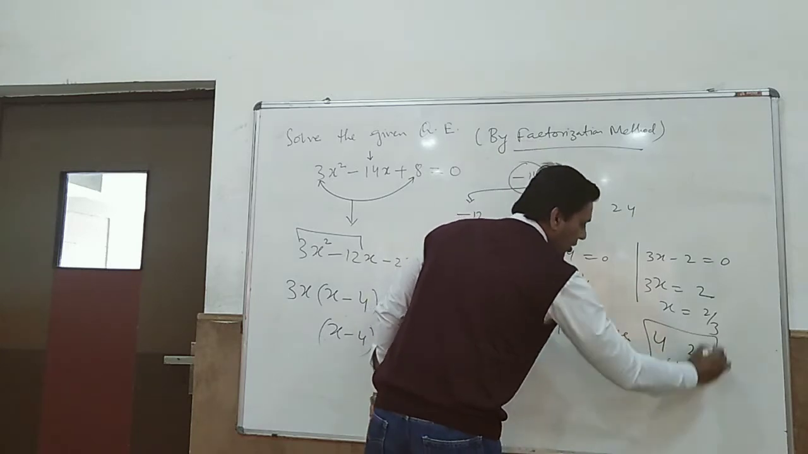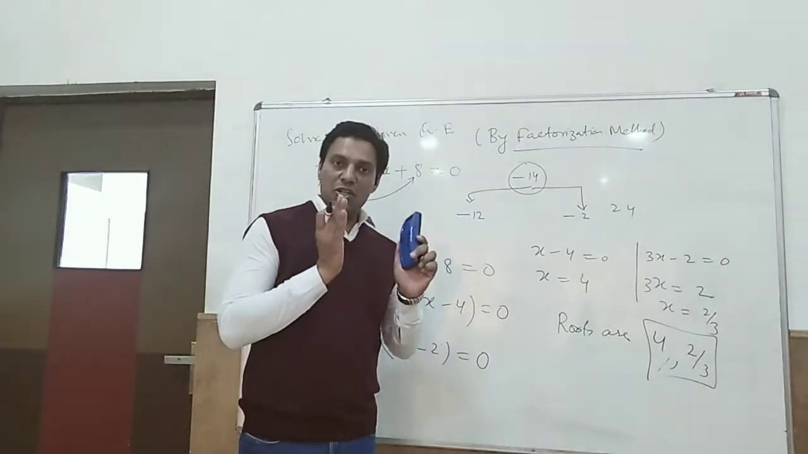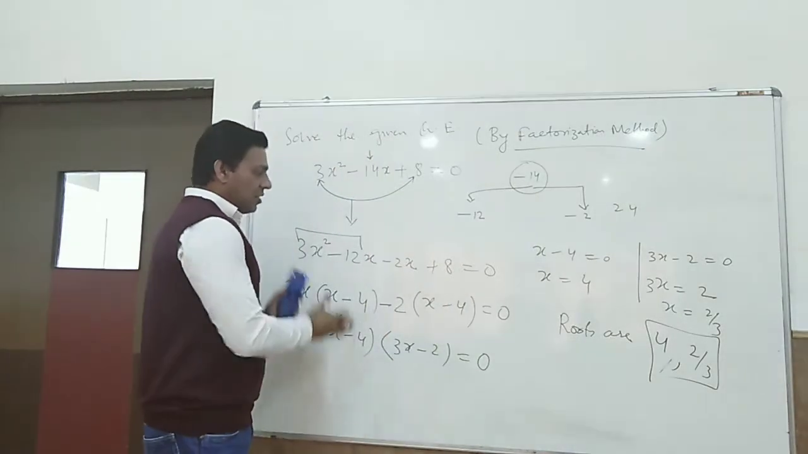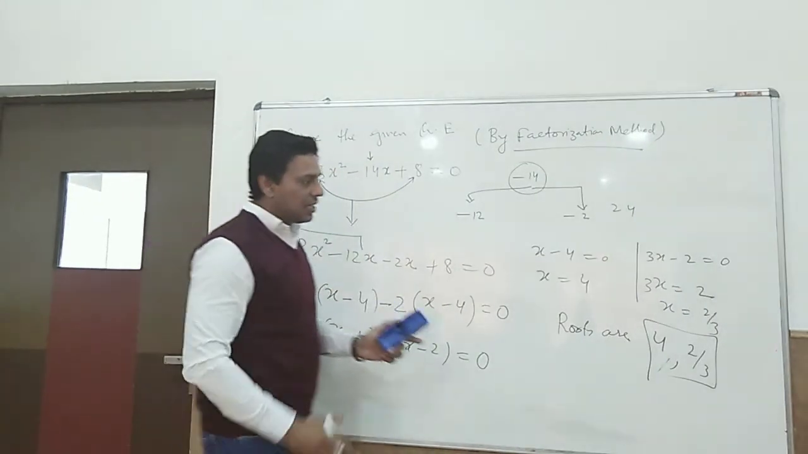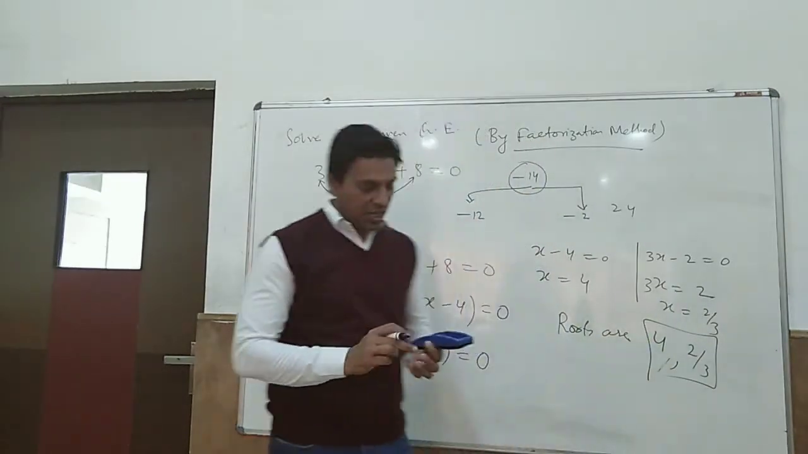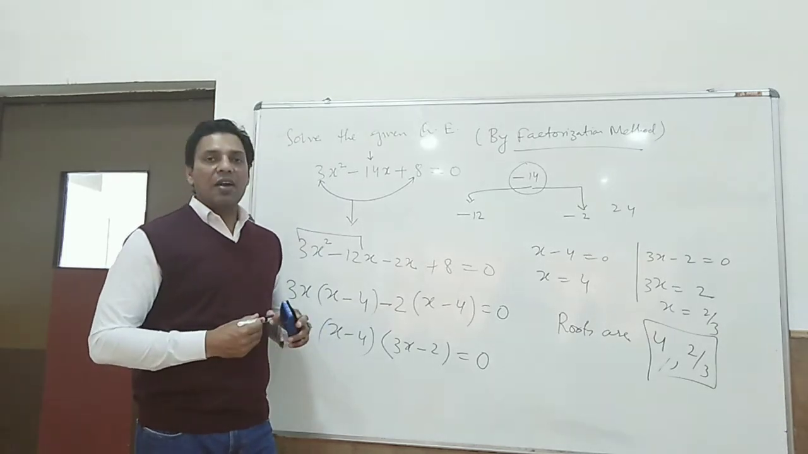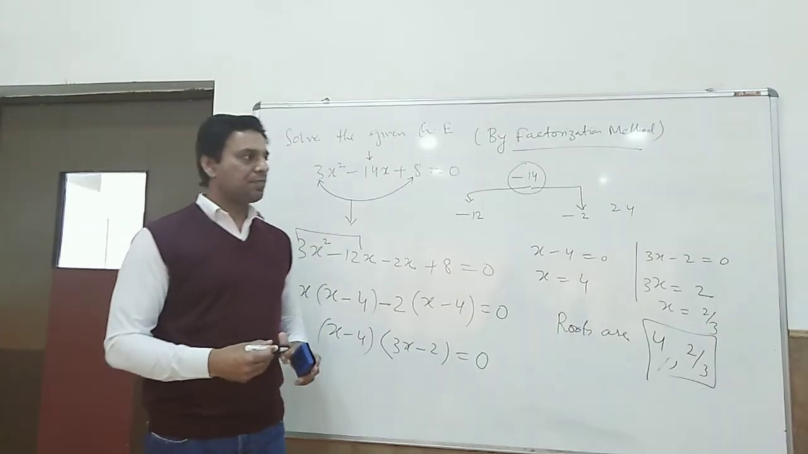As I have already told you, any quadratic equation has two roots. So finally, this is called the factorization method. There are two roots we have obtained, 4 and 2 by 3. Now we will study the quadratic formula.